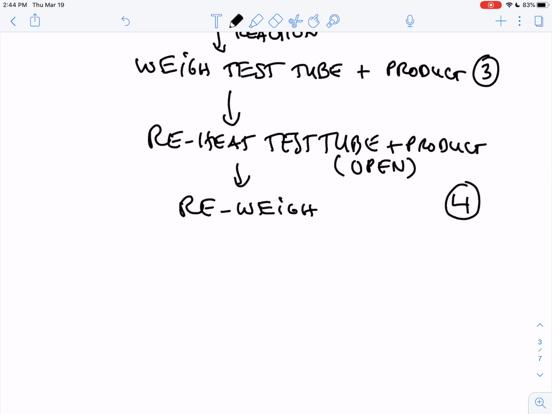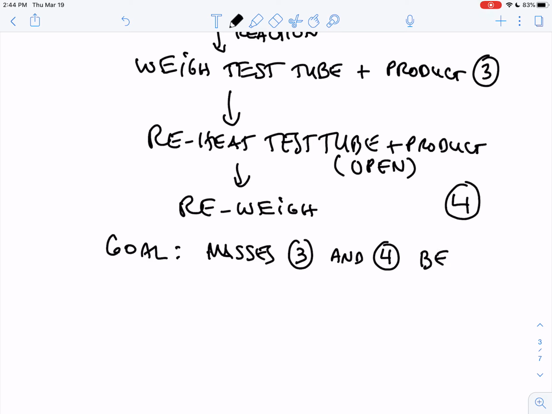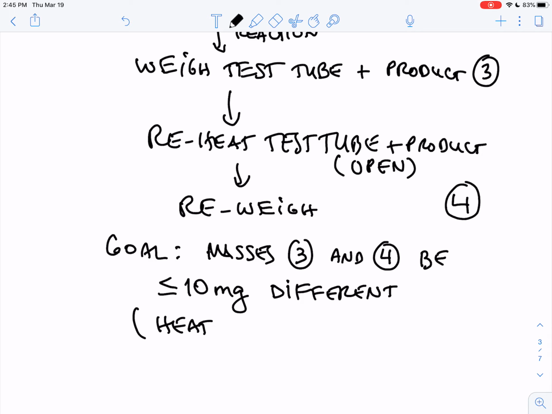All right. And the goal is for masses 3 and 4 to be no more than 10 milligrams different. That is a way of assuring ourselves that all of the potassium chlorate reacted. And I don't know if you remember this, this is what is called heating to constant mass.